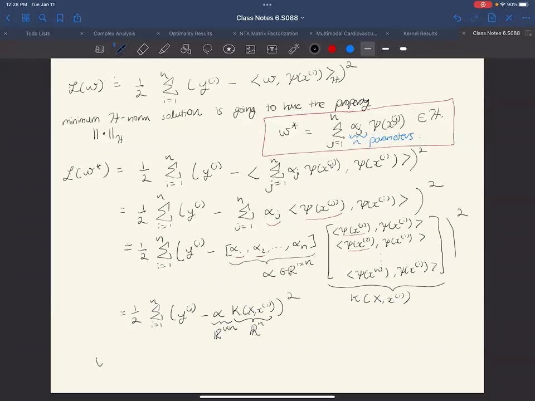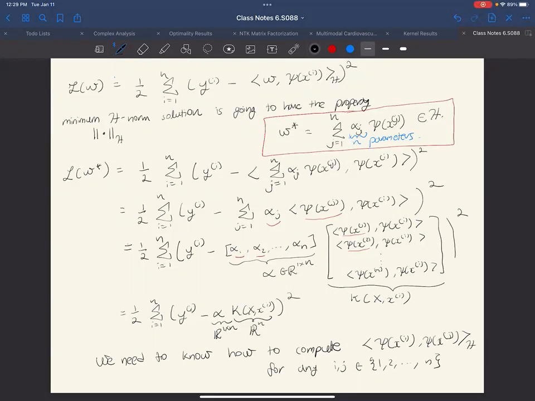So we need to know how to compute psi of xi, psi of xj for any i, j in the set 1 to n. And if we know how to do that, we know exactly what these vectors k of x and xi are. We're good to go. We've transformed it into linear regression. This is something we know how to do from the second lecture.